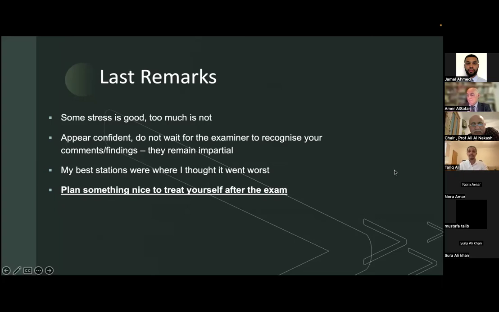Lastly, I'd say plan something nice. It's a very stressful experience doing this exam and completing the MRCP. So make sure that you've got something nice planned for the week, for the weekend, whatever it may be. Treat yourself. We work long hours, late nights, weekends, as I'm doing now, Jamal is doing, Jawad is doing. We have to look after ourselves. So plan something nice and it will help you forget the stress of PACES.